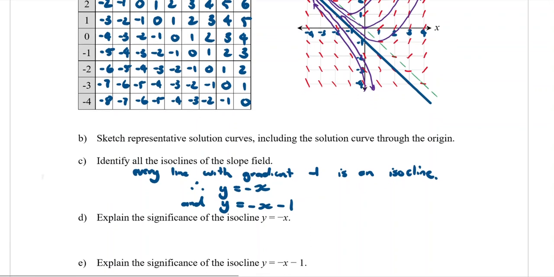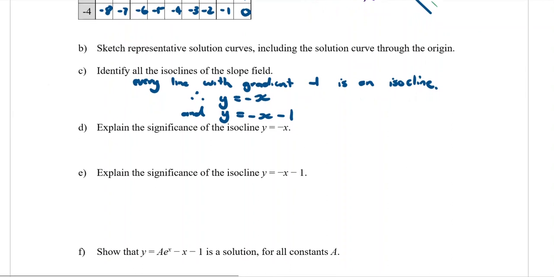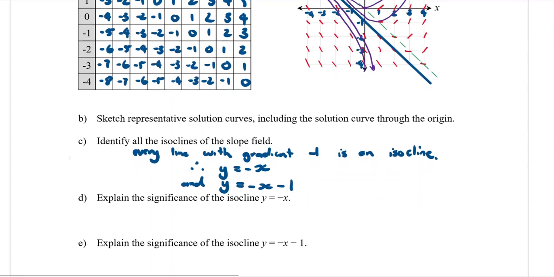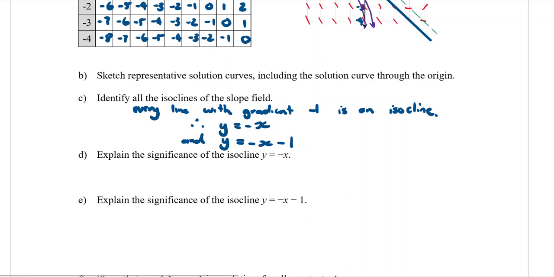And it kind of gives it away in part D and E here, because now it talks about them. It says part D, explain the significance of the isocline y equals -x. So that was the one, the green one, going through the origin. What do we know about that? I said it a couple of times. The zeros there indicate the stationary points of all the curves that are going through it.